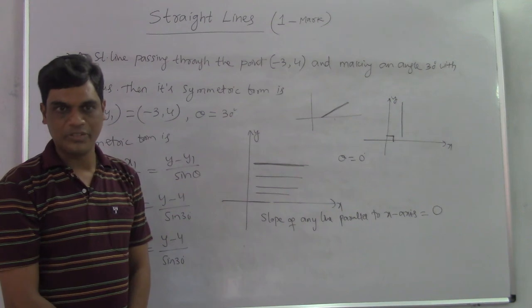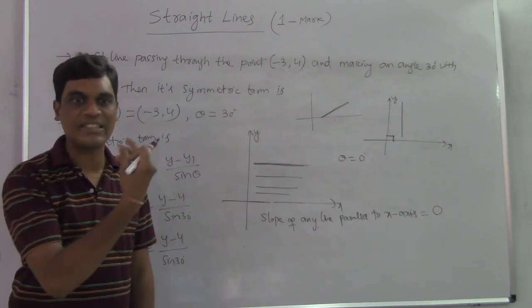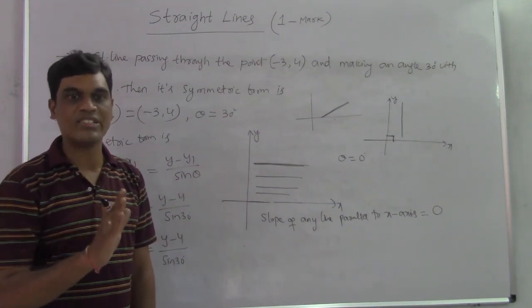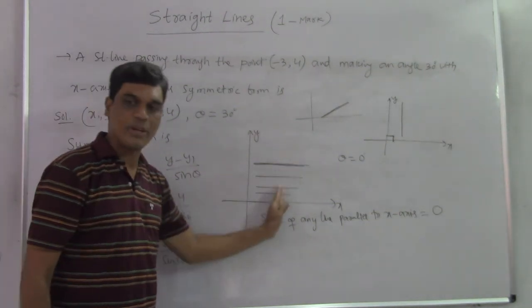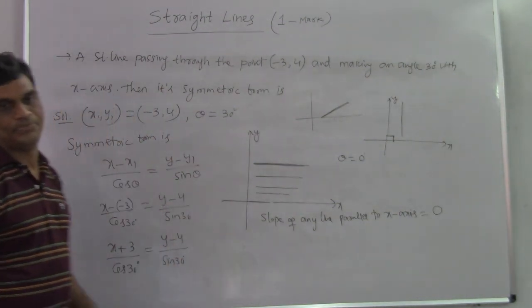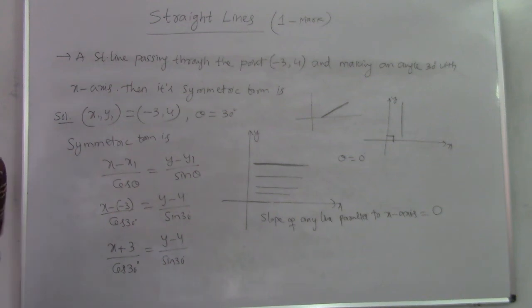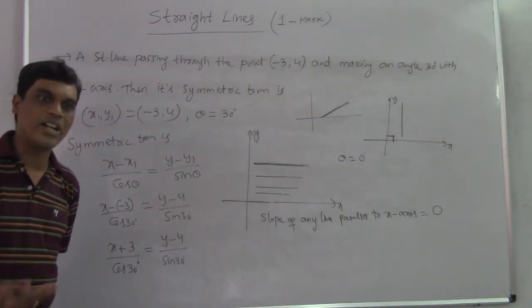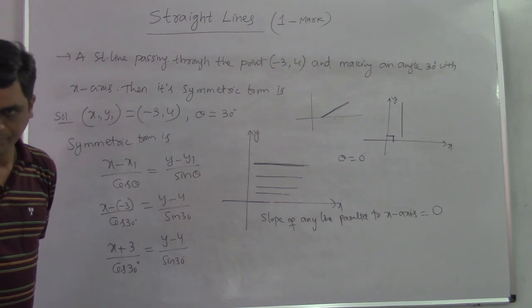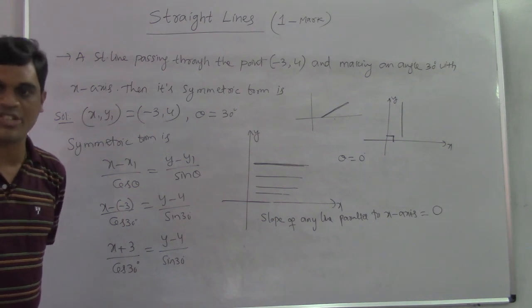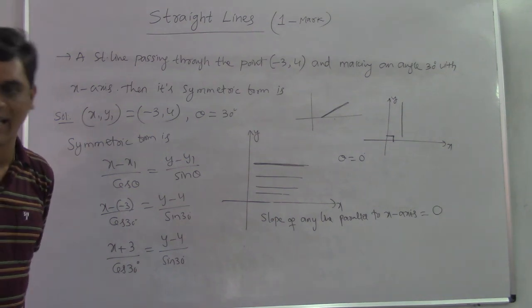Is it clear? Why? Because slope of y-axis itself is undefined. That's why we will never consider slope with respect to y-axis. Always we will consider slope with respect to x-axis only. Why? Because to find slope again we are using tan only. Tan 90 is undefined. That's why always we will consider slope with respect to x-axis only, not with respect to y-axis.